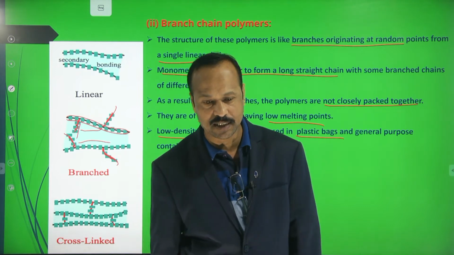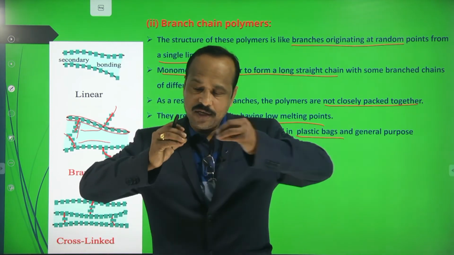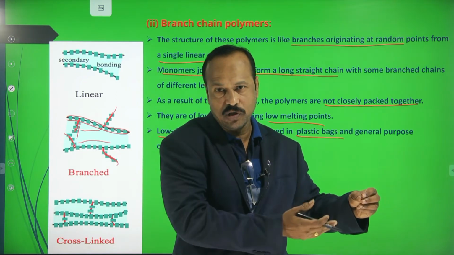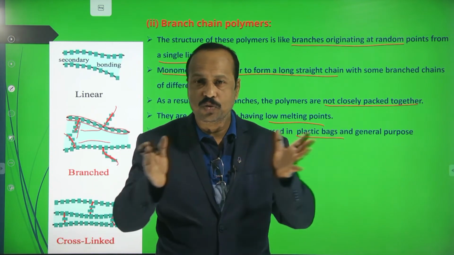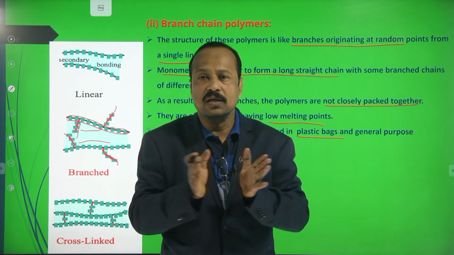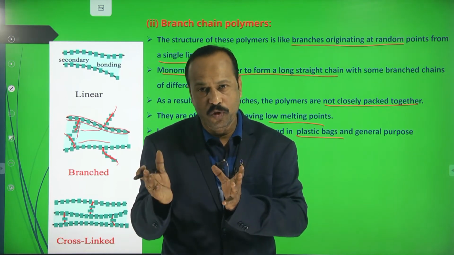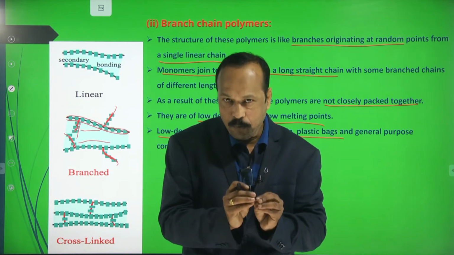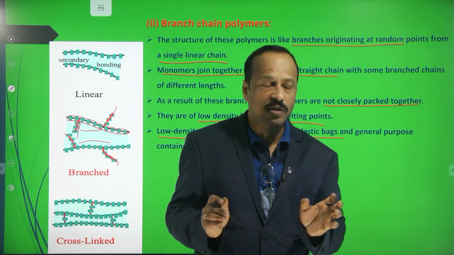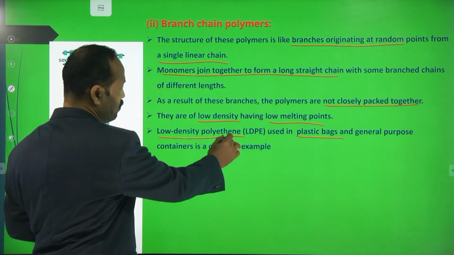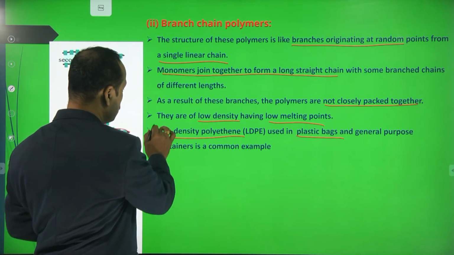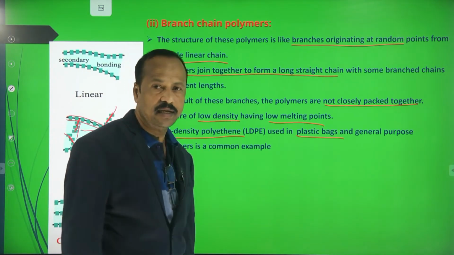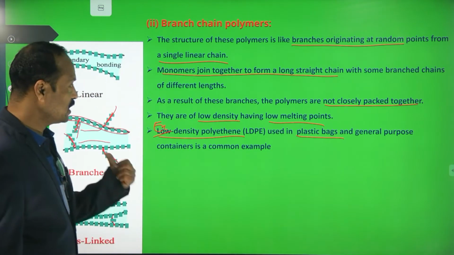So a branched chain polymer is nothing but what? Monomers join to each other to form a long chain. To this long chain some other branches are also attached. Due to these branches they do not come close to each other, so a lot of gap is there. Volume will be more but mass will be less. So they have low density and low melting point. Is this clear? An example is low density polyethylene, and generally it is used for plastic bags. So take a screenshot of this one also.